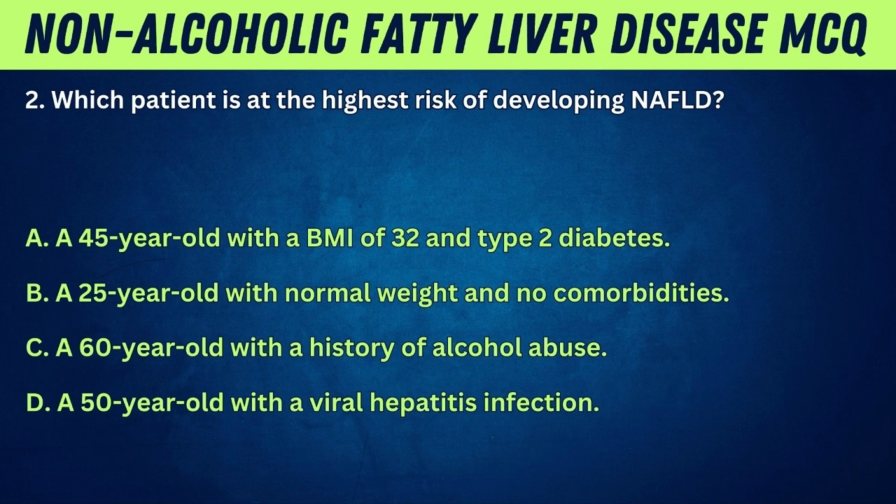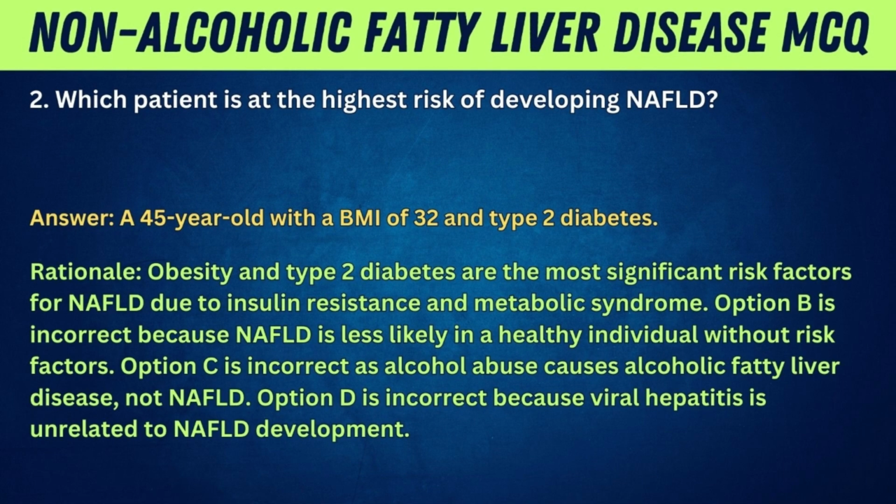2. Which patient is at the highest risk of developing NAFLD? A. A 45-year-old with a BMI of 32 and type 2 diabetes. B. A 25-year-old with normal weight and no comorbidities. C. A 60-year-old with a history of alcohol abuse. D. A 50-year-old with a viral hepatitis infection. Answer: a 45-year-old with a BMI of 32 and type 2 diabetes.